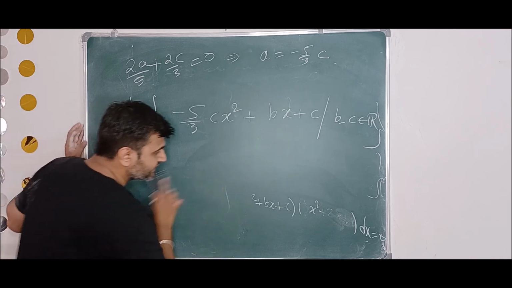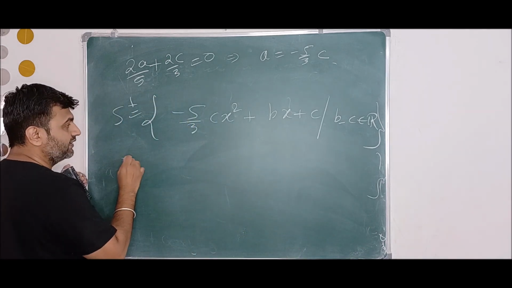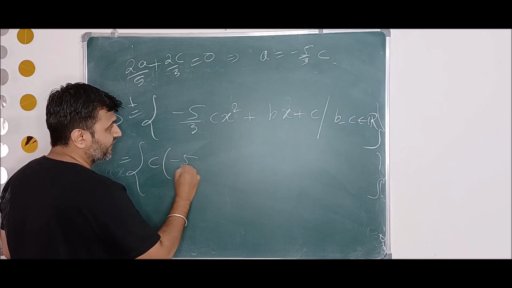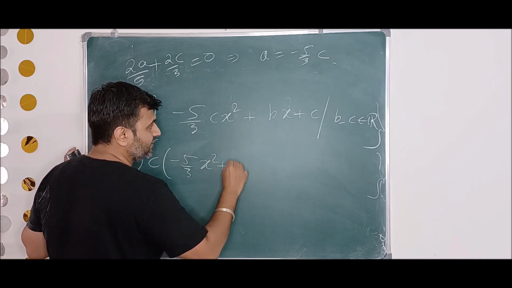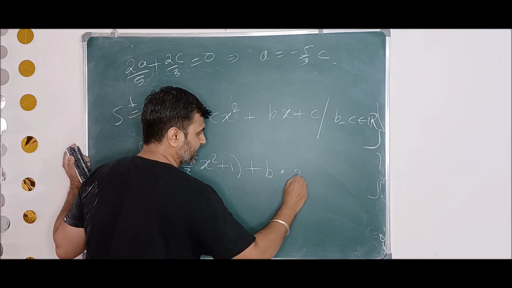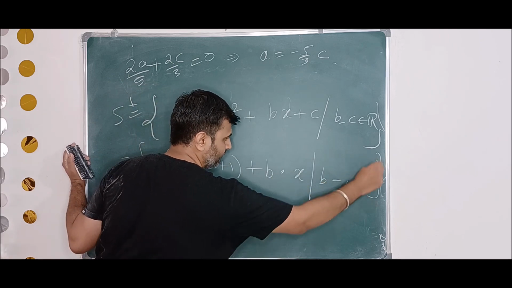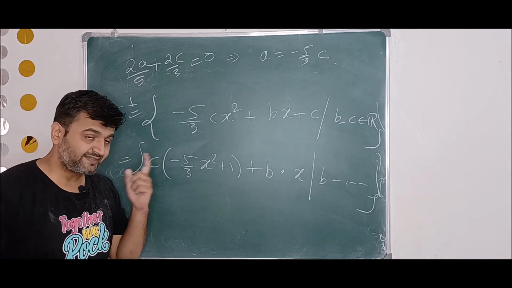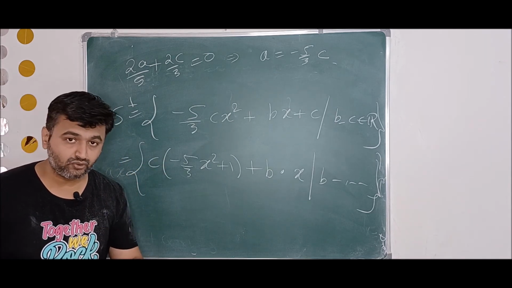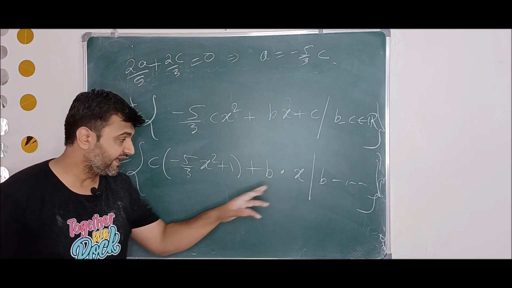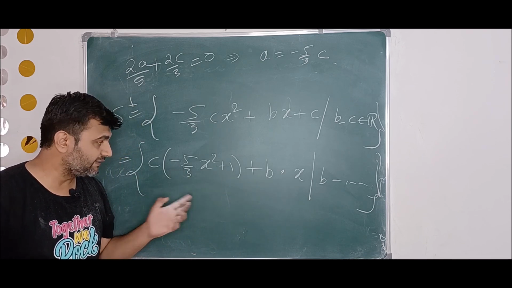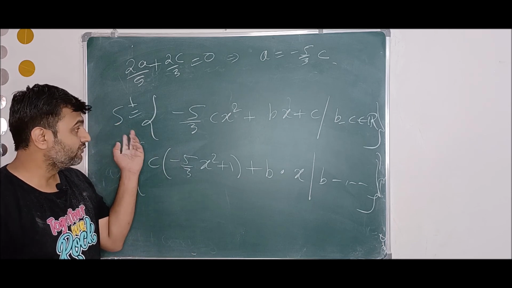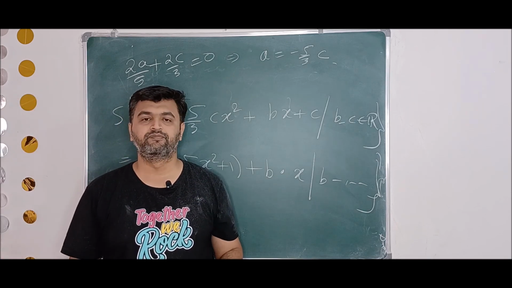And from here you can see that you can take out c outside: c times minus 5 by 3 x square plus 1, plus b into x, where b, c are real numbers. So you can see that S perp is the span of two polynomials. Which are those two polynomials? x and 1 minus 5 by 3 x square, which are two non-zero linearly independent vectors. Therefore, dimension of S perp is 2.